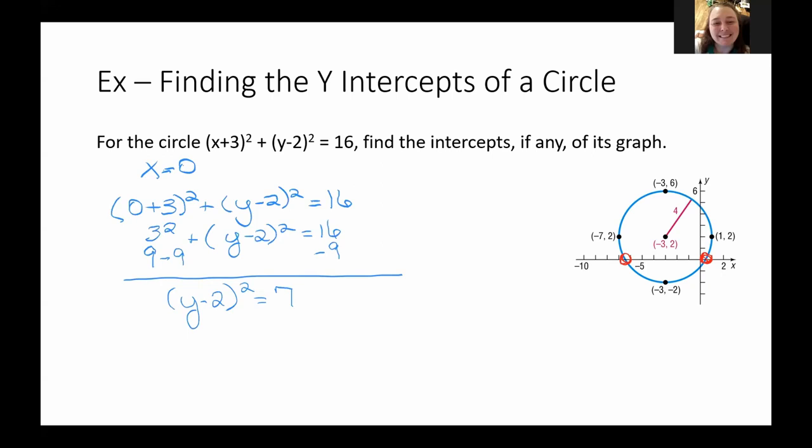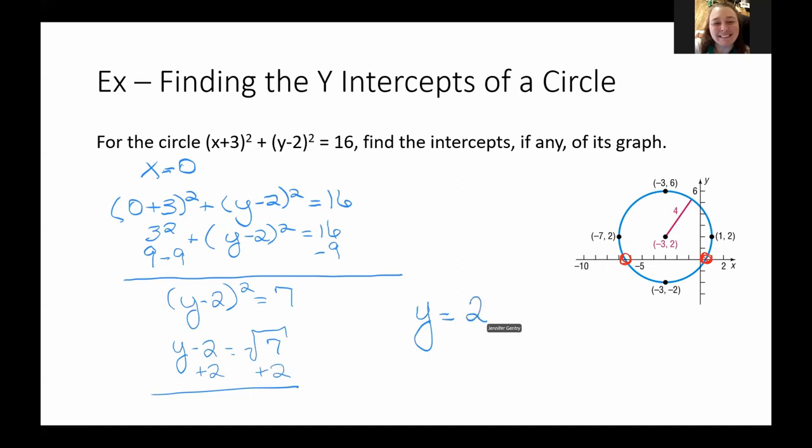Now, square root both sides. So y minus 2 equals the square root of 7. Now, 7 is a prime number, so we can't actually do anything with that. So we're just going to leave it as square root of 7. I'm going to add 2 to both sides. And my final equation is going to be y equals 2 plus or minus square root of 7.